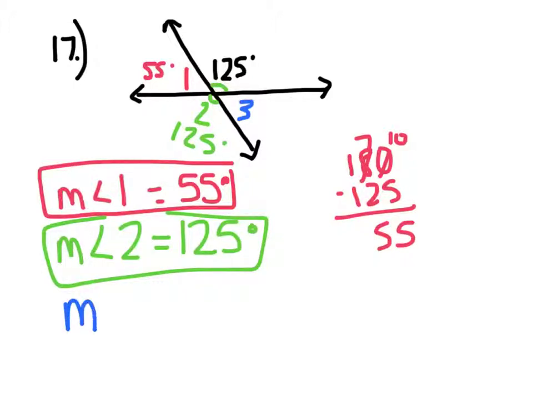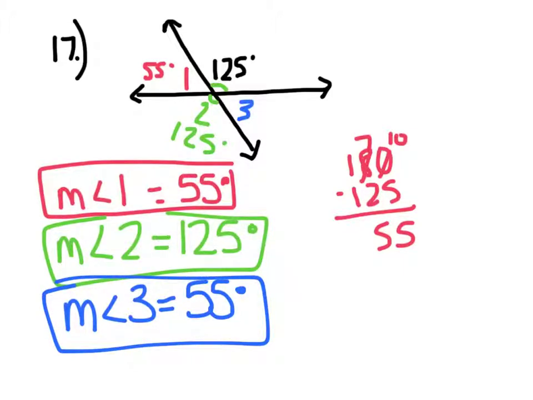And then angle 3 is going to be really simple here because we don't have any calculations to do. You can see that angle 1 and angle 3 are vertical, so it has to be equal to the measure of angle 1, which was 55 degrees. So we've got all 3 of our angles there.